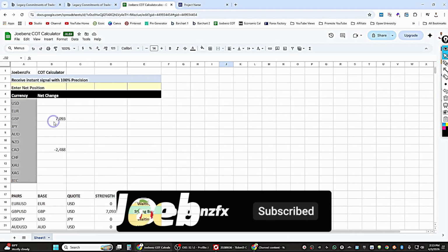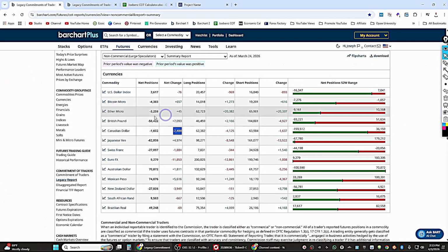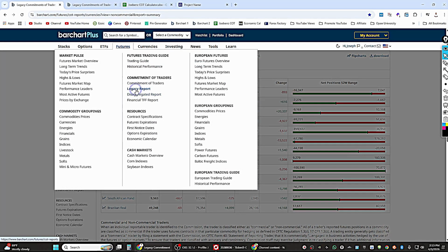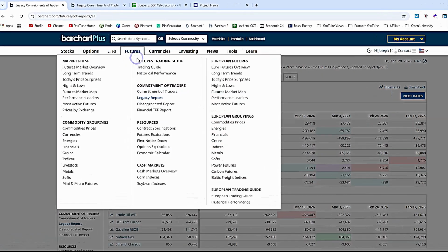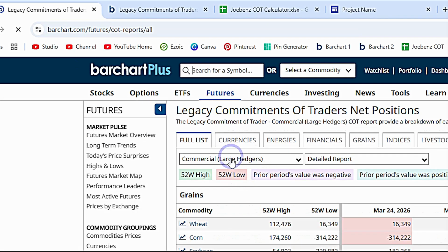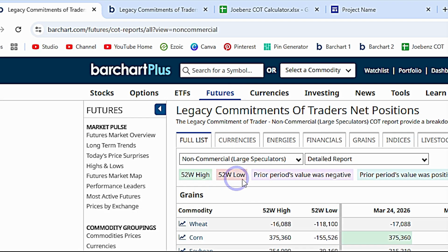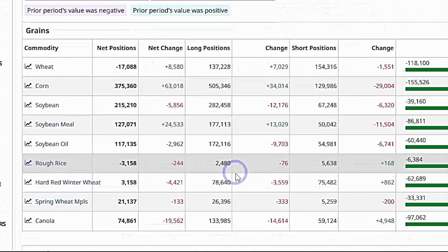Of course, those data are published every Friday, so you can go to barchart.com and then go to futures. Click on legacy report. Let's go from the beginning: you go to futures, come here to legacy report and click on it, and come here to non-commercial, because we're not going to be using commercial. Click on it, and then come here. We're not going to be using detailed report, we're going to be using summary report, and then voila, you're going to have the data. So now you can see we have new data here.